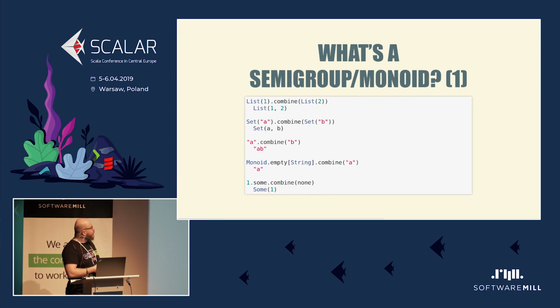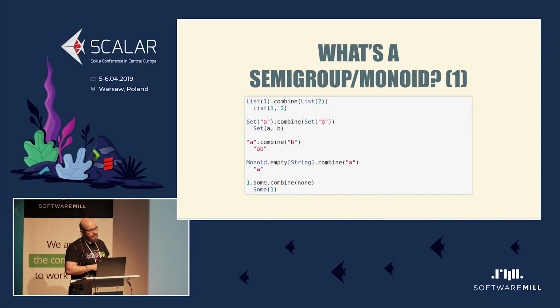Because lists, sets, collections in general, well, most of them, are also semigroups and monoids. So you can import cats implicits, of course, and then combine the two lists and get a list with two elements. Same with a set. And of course, you might wonder why you do this in particular.